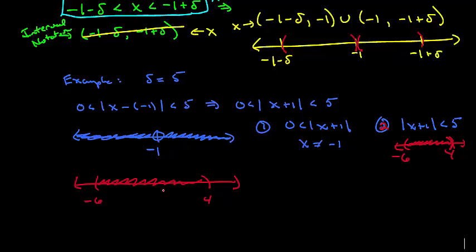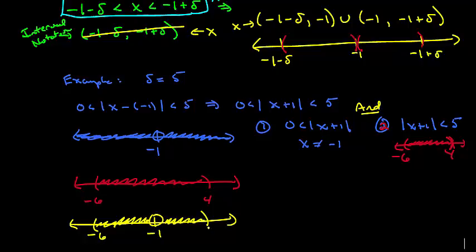Now what I want is where these overlap, because both of these have to hold, so it's like an AND problem. So here's -1. We can't use that. We can't use -6, but we can use everything in between, stopping at -1, and then we go all the way out to 4. So this says that x has to be on the interval -6 to -1 union -1 to 4.